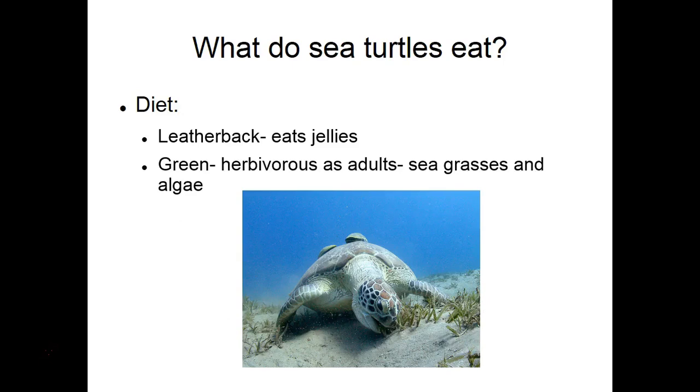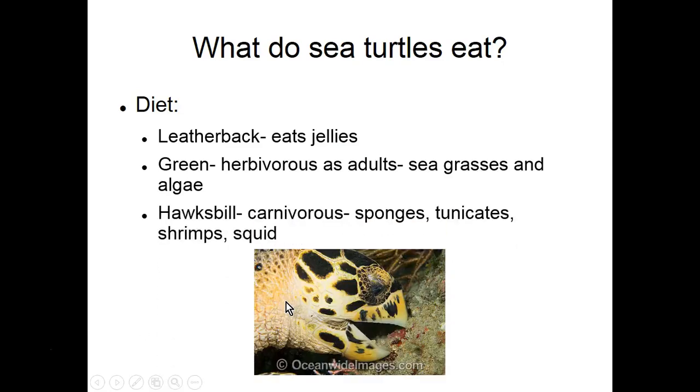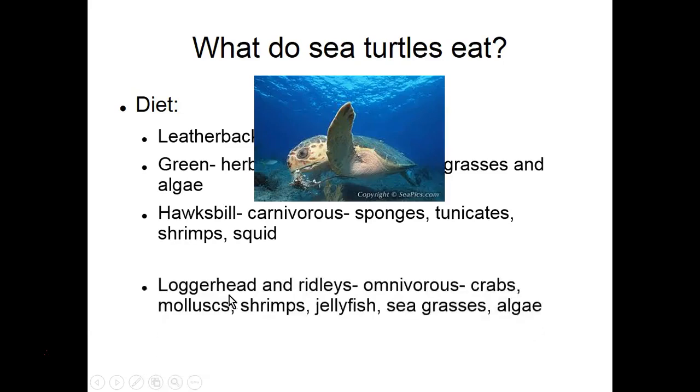Then you have the green sea turtle, and as adults they are herbivorous. They eat seagrasses and algae. So you can see this little guy here eating some seagrass. The hawksbill sea turtle is carnivorous, so it's only eating other animals. So it eats sponges, as you can see in this image here. It eats tunicates. It will also eat different species of shrimp and also squid.